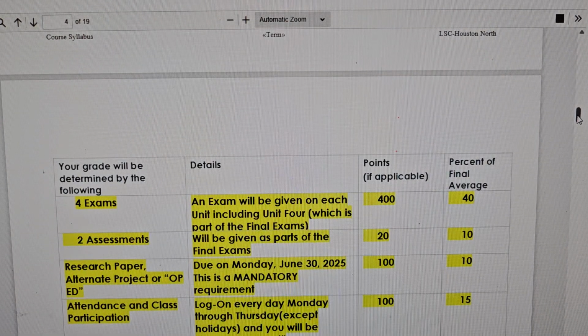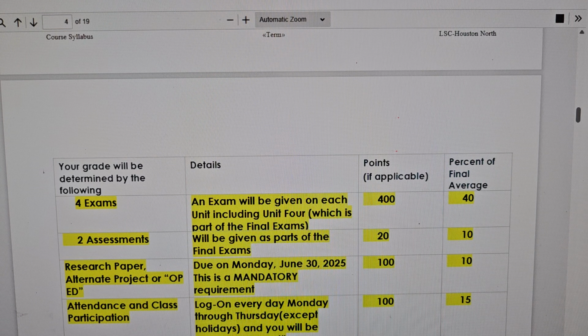Now this is the scoring. Your exams total 40% of your grade. 40 out of 100. The two assessments which you will have on the final are 10 points. Your research paper is 10 points. Research paper, alternate project, or op-ed, you get 10 points toward your score for that. Attendance and class participation, 15%.